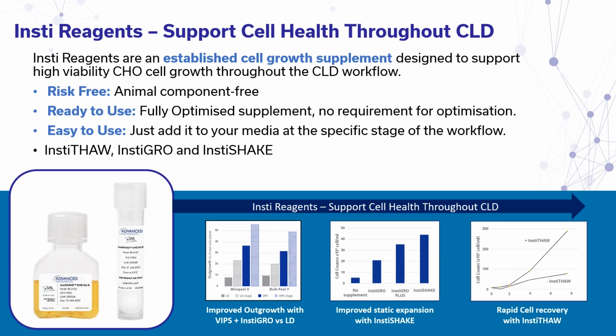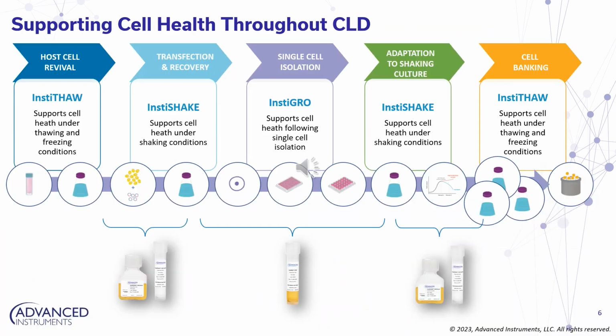Within the InstiCHO range, we have 4 reagents: InstiThaw-CHO, InstiGrow-CHO and CHO+, and InstiShake-CHO. Having discussed the challenges which many of you here today face, I will now go into more detail about each of the reagents in the InstiCHO range and explore the benefits each bring to support improvements to the cell line development process.